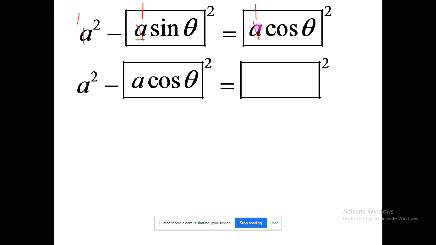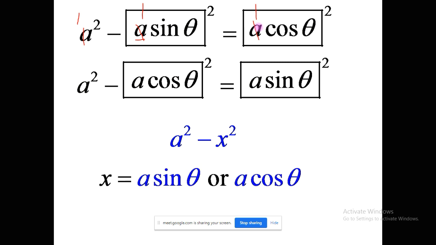He might put a cos theta in the first box. We are going to get a sin theta in the next box. So what kind of form is this? This is a square minus x square. The substitution should be x is equal to a sin theta or a cos theta. Okay, let's move on to the next.